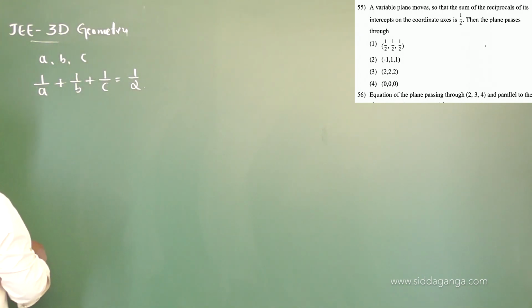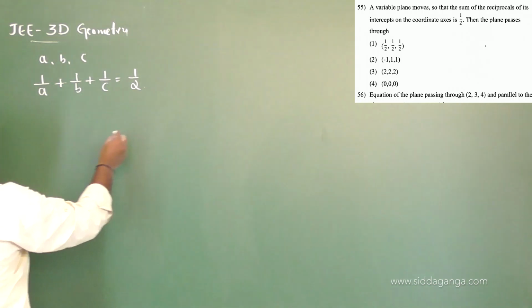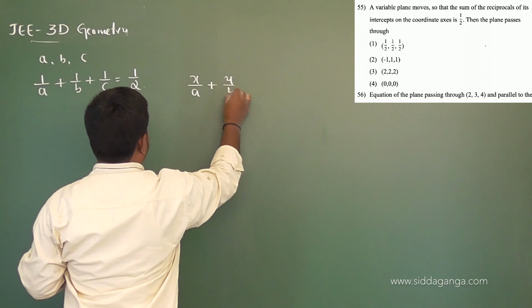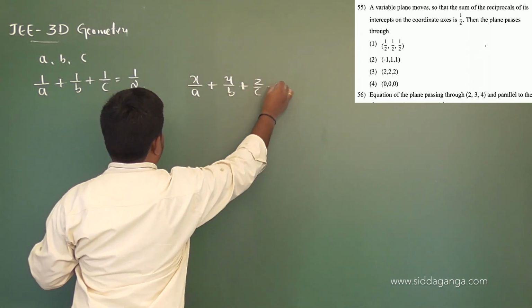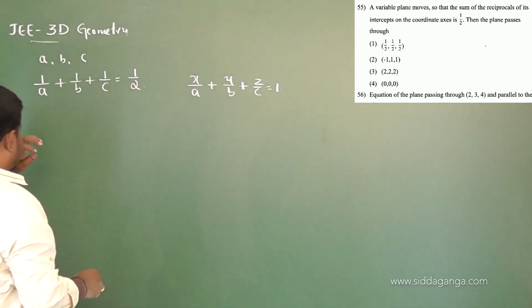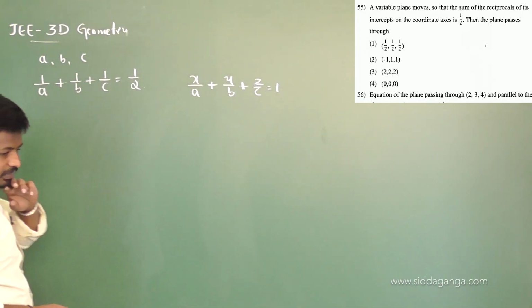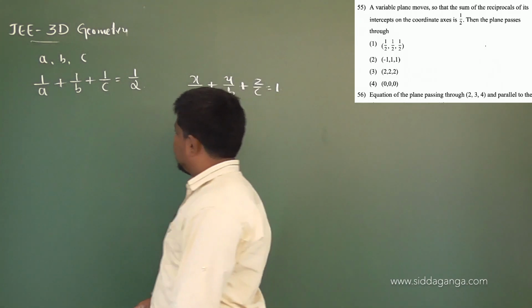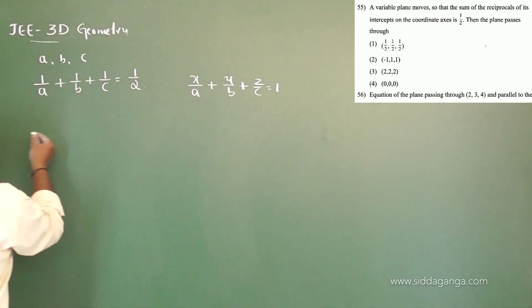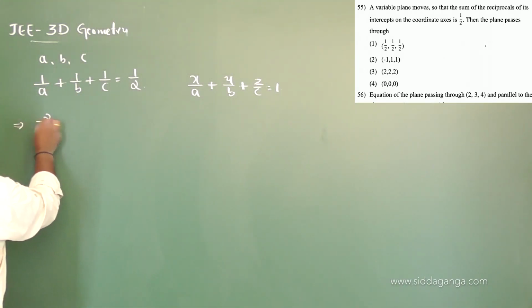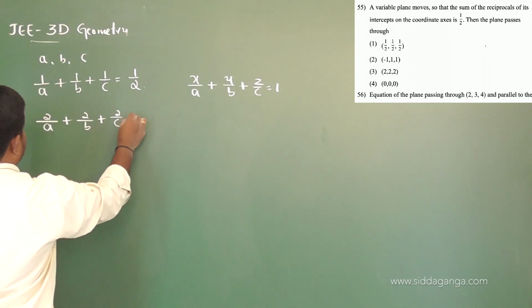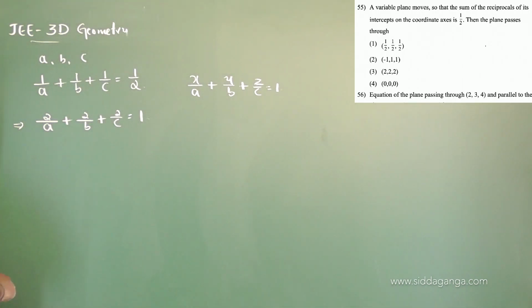So I can write this as, yes, our equation is what actually? x by A plus y by B plus z by C is equal to 1, right? Okay. Now I can rewrite the given condition as 2 by A plus 2 by B plus 2 by C is equal to 1. Multiply by 2 on both sides.